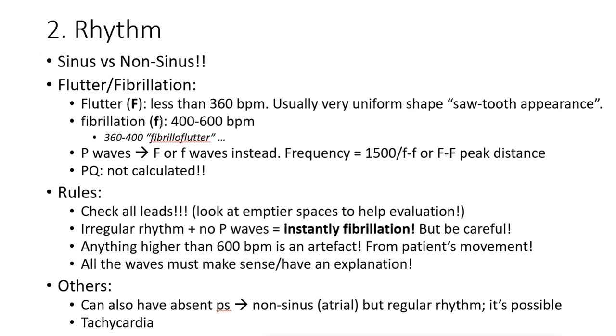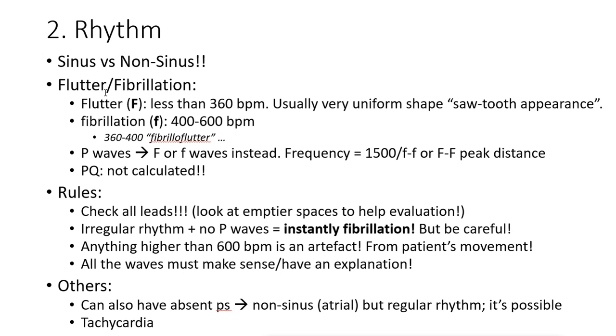types of rhythm. There are several rhythms, but just to keep things simplified, we're going to say sinus or non-sinus. When it's non-sinus, we say that it is either flutter or fibrillation, for simplicity's sake, for third year's sake. Okay, so what is the difference between them, and what do they look like?